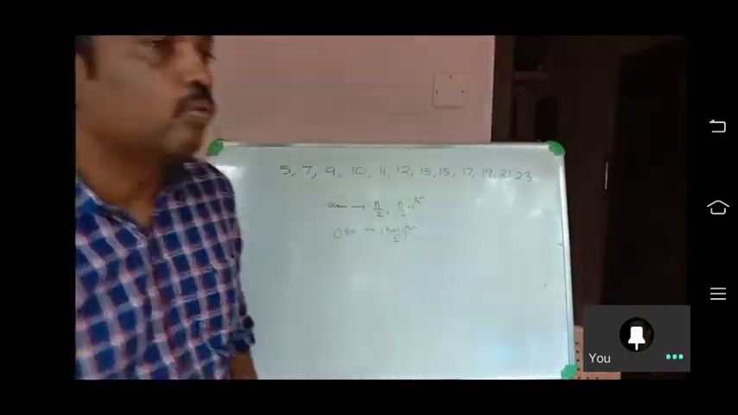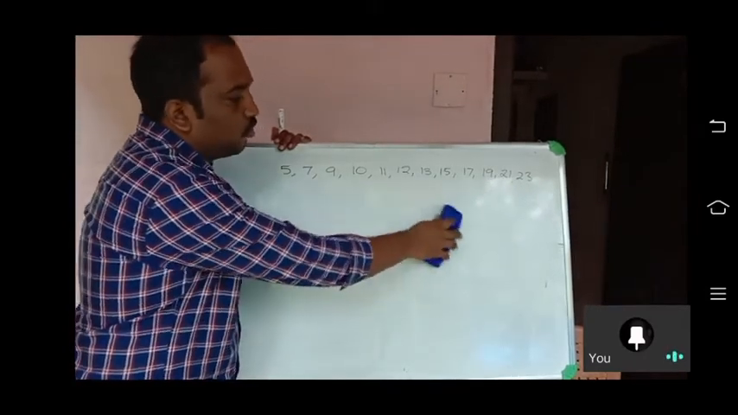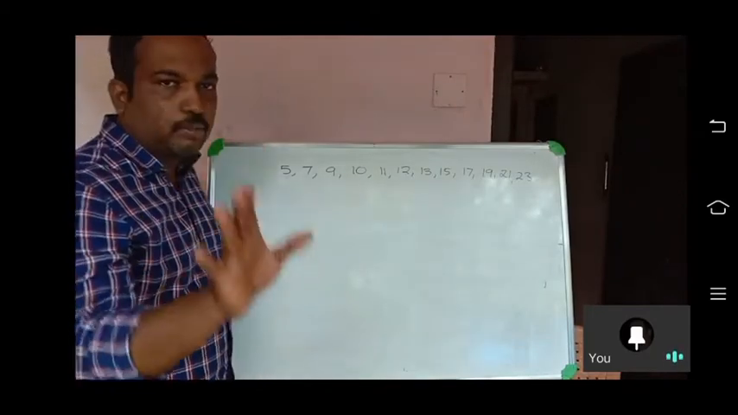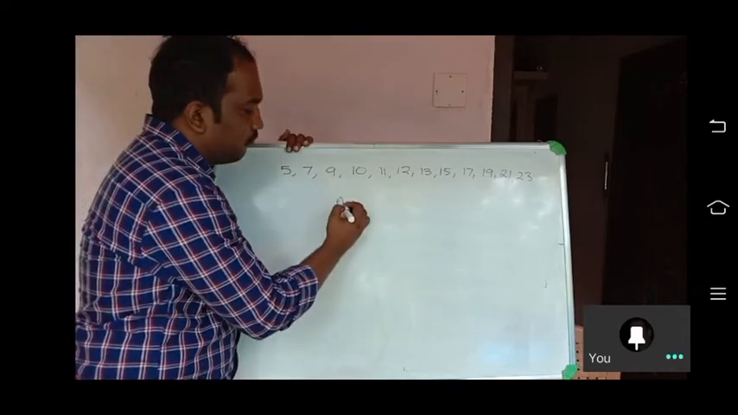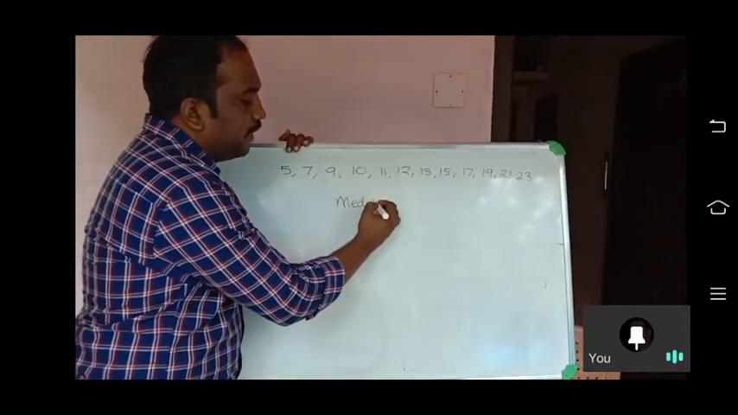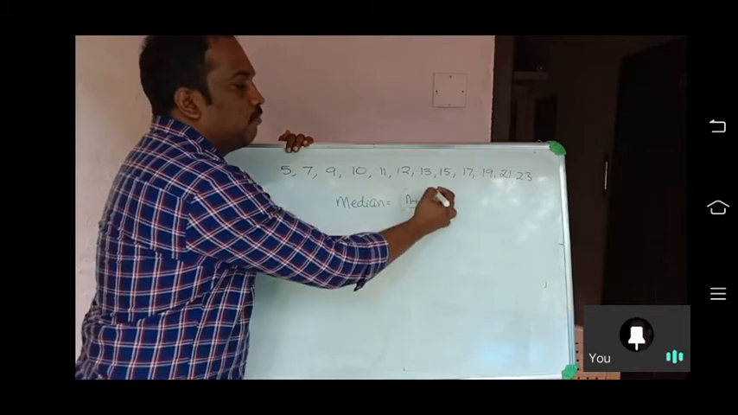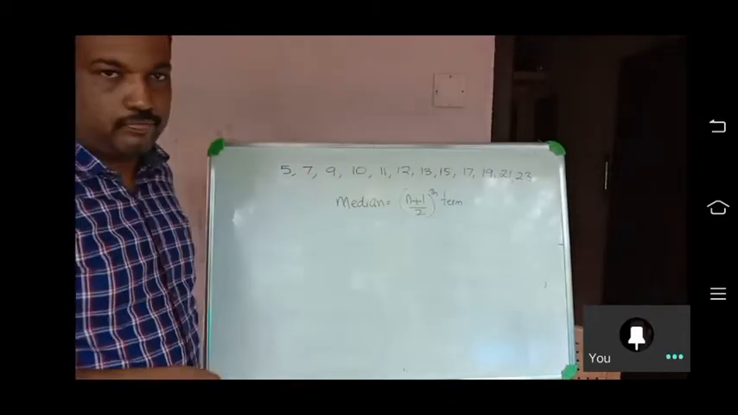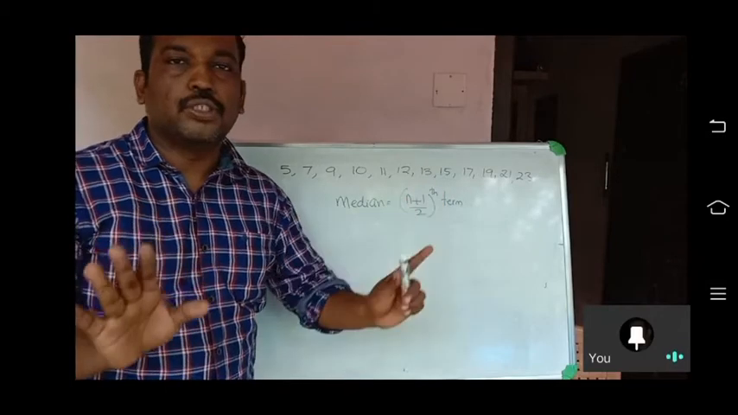But for Cambridge, it's not only for AS level, for Cambridge, we need to remember only one thing, which is: median is the n plus 1 by 2 the term. That's it. Median is the n plus 1 by 2 the term.